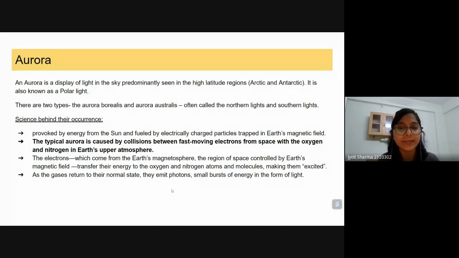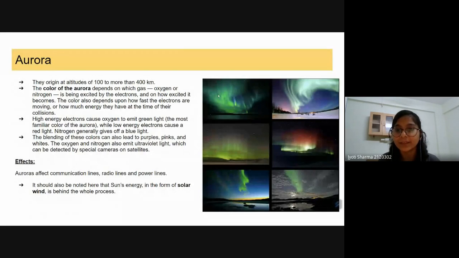The reason is just that we have some electrically charged particles, mostly fast moving electrons, that collide with the nitrogen and oxygen present in the atmosphere. Because of that, our gas molecules first go into the excited state, and then return to the normal state. When they return to the normal state, they emit some light. Here we can see the green light, here the red light. A very beautiful display of light can be observed in the north polar region and the southern polar region.